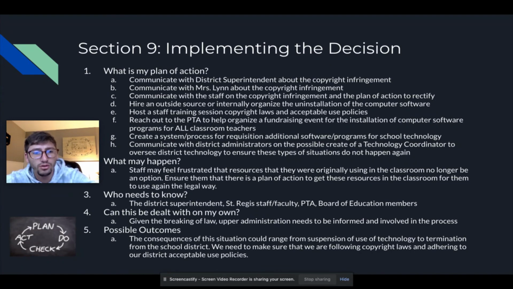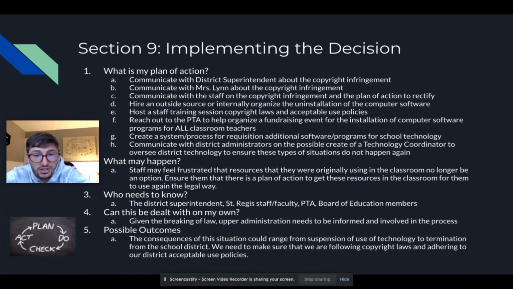Then I would create a system or process for requesting additional software programs for school technology. Lastly, I would communicate with district administrators on the possible creation of a technology coordinator position that would oversee the district technology to make sure that these types of situations would not happen again.